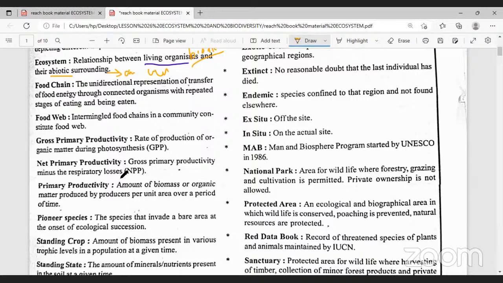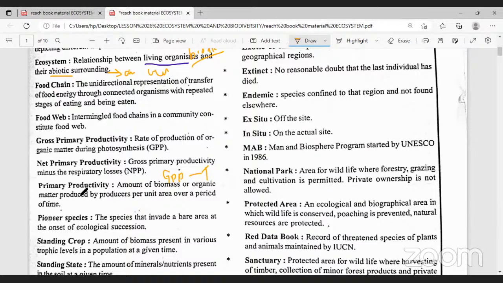So it is an important one. That is called net primary productivity, denoted as NPP. GPP, gross primary productivity, minus the respiratory loss. Heat means also energy, isn't it? The total production minus the heat loss is called net primary productivity. So these are three very, very important things.